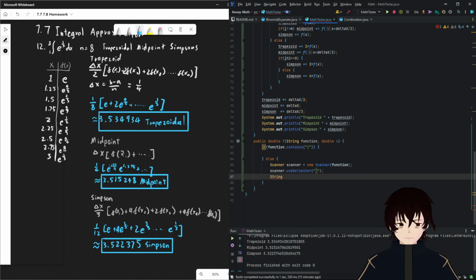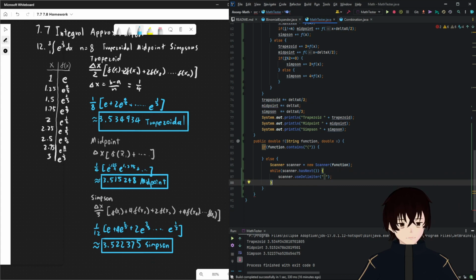String, or rather, while scanner.hasNext. We don't need that. If scanner.hasNextDouble, let's use double.